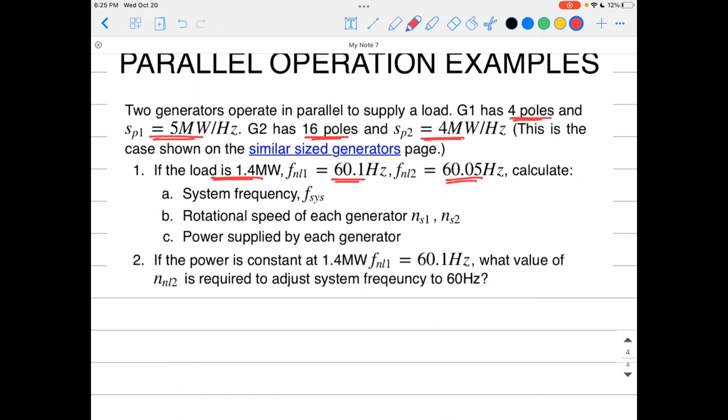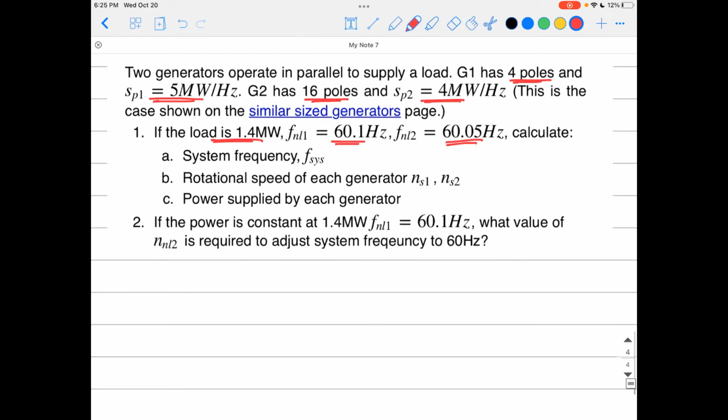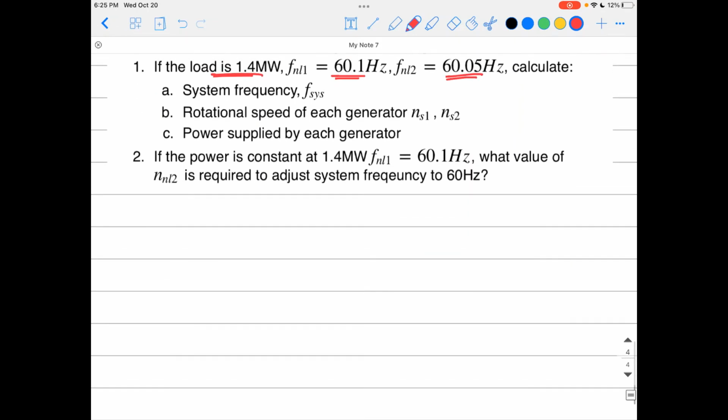Okay. Calculate the system frequency, F system, the rotational speed of each generator, n1 and n2, and the power supplied by each generator. The load sharing, how much power will be supplied from each generator. Okay, guys? So it's very useful to summarize those for yourself.